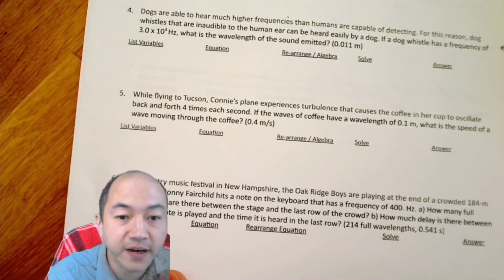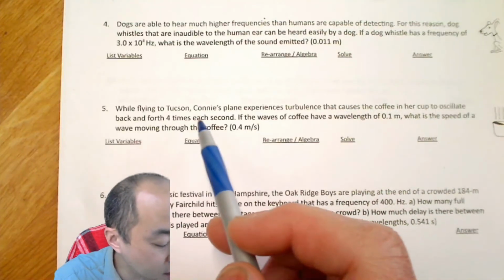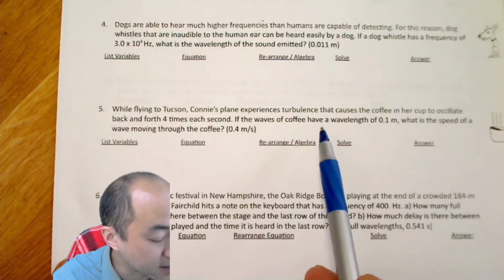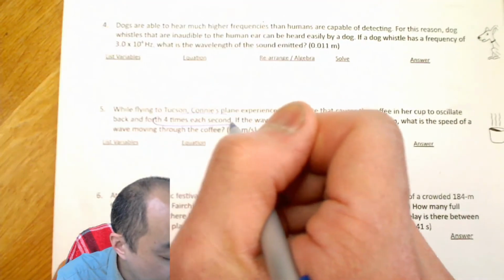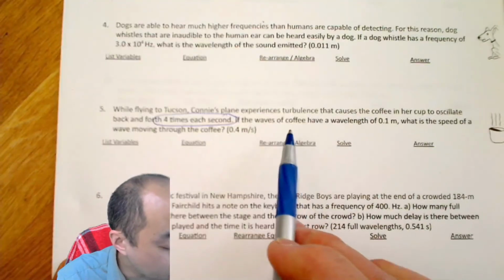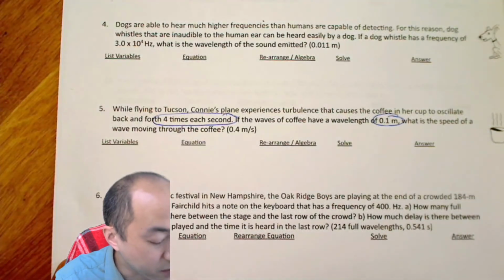Let's take a look at number 5. All right, so number 5 says, while flying to Tucson, Connie's plane experiences turbulence that causes coffee in her cup to oscillate back and forth 4 times each second. The waves of the coffee have a wavelength of 0.1 meters. What is the speed of the wave moving through the coffee?